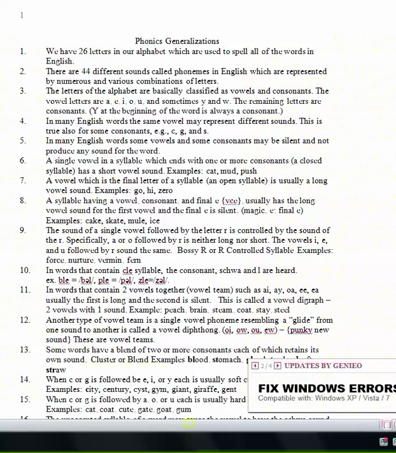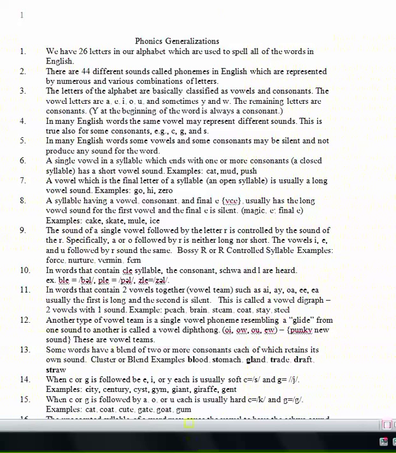Number 7. A vowel which is the final letter of a syllable is an open syllable. The vowel is left wide open and the vowel is able to yell its long sound, like in go, high, and in both of the syllables in zero.